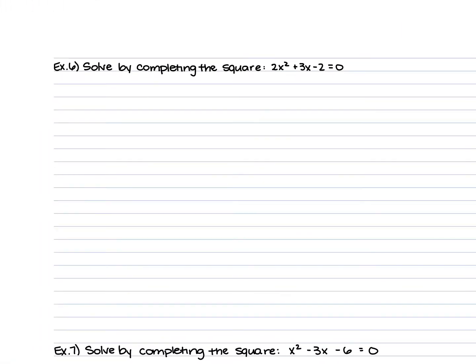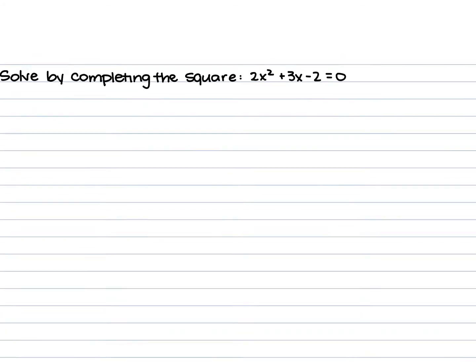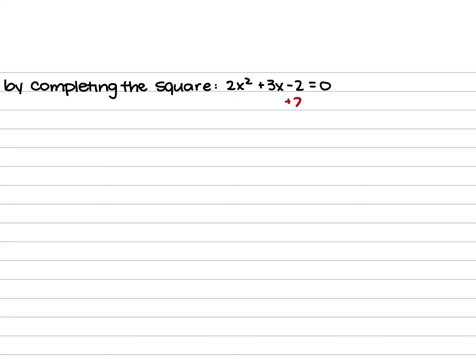For our next example, we're doing the same thing. However, this time we have an a value that's not 1. When you have an a value that's not 1, you are going to have to divide out that a value. So start like you did with the last one. For example 6, we're given 2x squared plus 3x minus 2 is equal to 0. Our constant is not on its own side. So we're going to start this one by adding the 2 to move it over to the other side of that equal sign. We have 2x squared plus 3x is equal to 2.